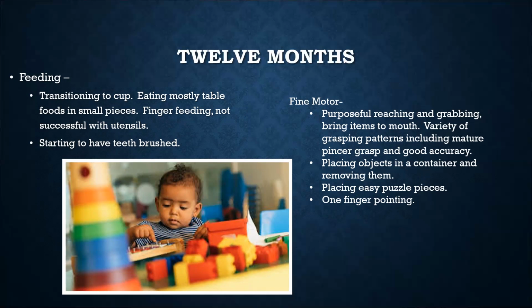For fine motor at 12 months of age, you're looking at purposeful reaching and grabbing, bringing items to their mouth. Pretty much everything comes to their mouth for exploration. And you should see a variety of grasping patterns. The pincer grasp should be more mature, and they may still do the raking at times and cylindrical grasp. They should be developing better accuracy, placing objects in a container and removing them, and very easy puzzle pieces, large things that are easy to grab and place. And then you should start seeing single finger pointing.